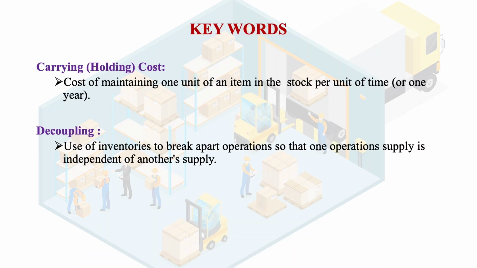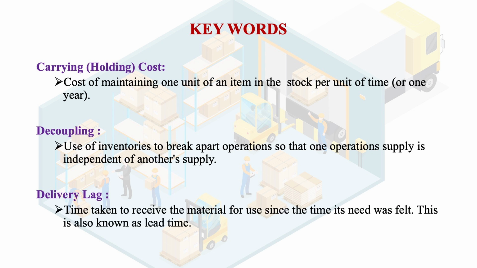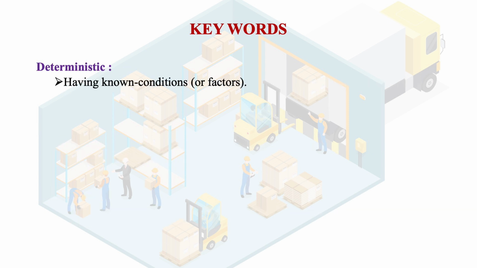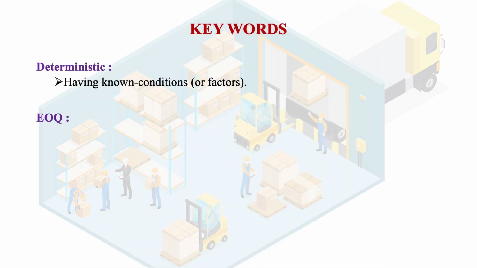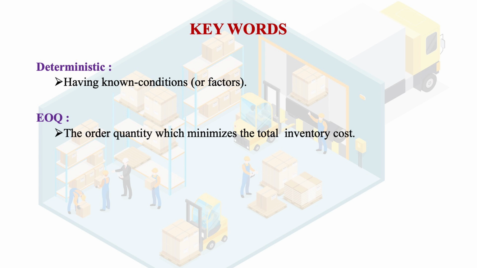Decoupling means use of inventory to break apart operations so that one operation's supply is independent of another's supply. Delivery lag is the time taken to receive the material for use, since the time the need was felt; this is known as lead time. Deterministic means fixed, and probabilistic means varying. Economic order quantity is the order quantity that minimizes the total inventory cost.